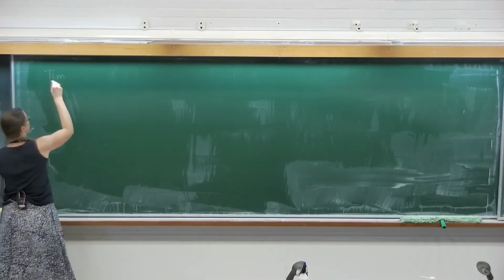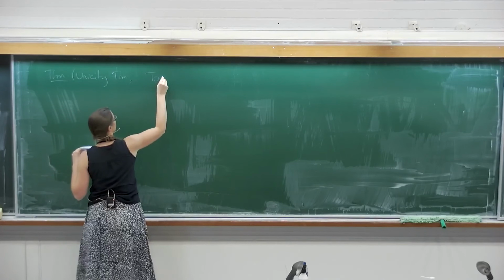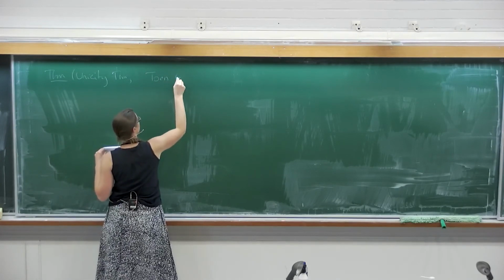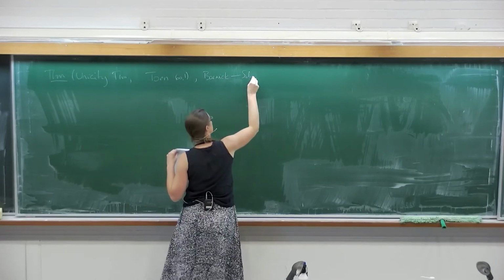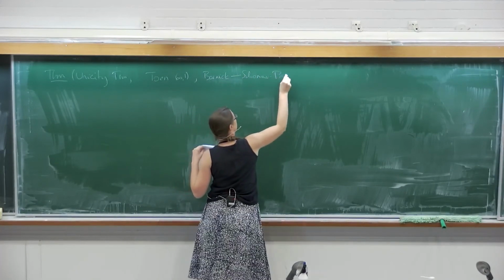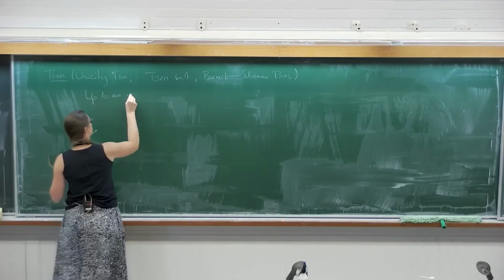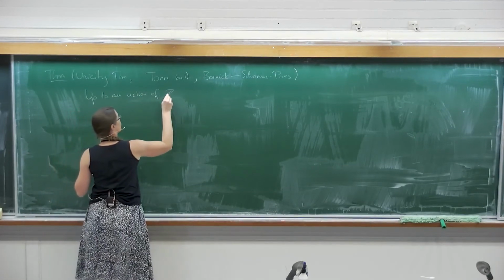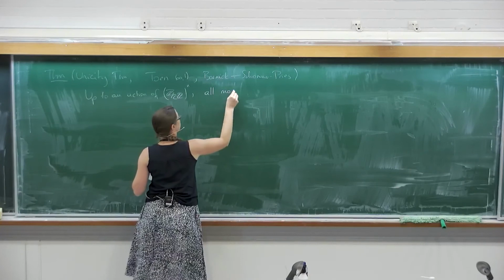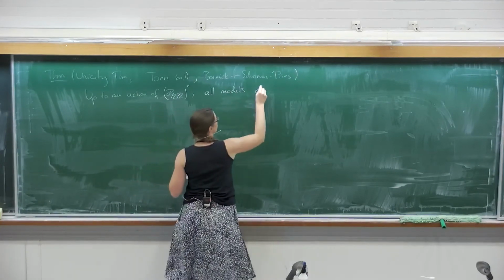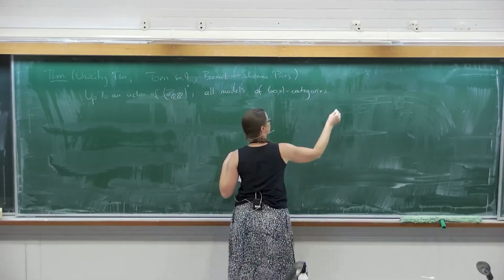And so the theorem, which sometimes is called the unicity theorem, and Toën proved this for infinity 1, and Barwick and Schommer-Pries for infinity n: up to an action of Z mod 2Z to the n, all models of infinity n categories are equivalent.